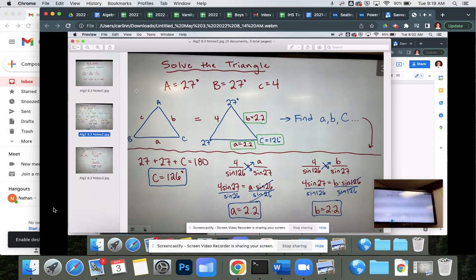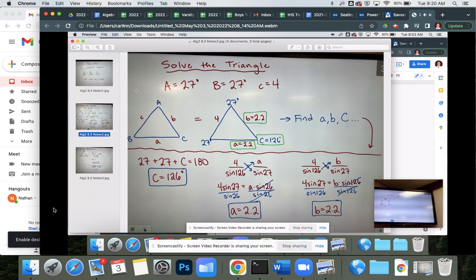I'm a visual learner, so let's draw a triangle. Remember, if this is A, B, C, that means this is side a, b, and c. And let's plug in what we know. What can we plug in? 4. Side C is 4, yep. What else? Angle A is what? 27 degrees. And what is B? 27.